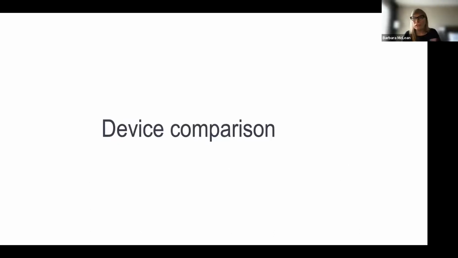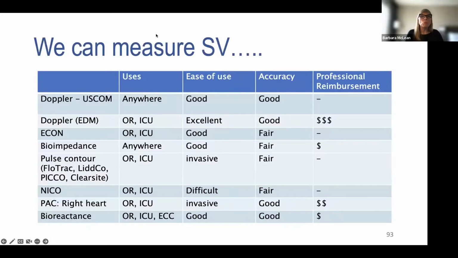So now let's just do a really quick device comparison and how we measure stroke volumes and cardiac output. We talked about Doppler last time. You can use it anywhere. It's pretty easy to use, pretty good accuracy. Don't really know about the reimbursement. Regular Doppler, so really this would be your echocardiogram, not your ultrasound, right? Use it usually in the OR and the ICU. It's excellent use, good accuracy, and pretty good professional reimbursement.